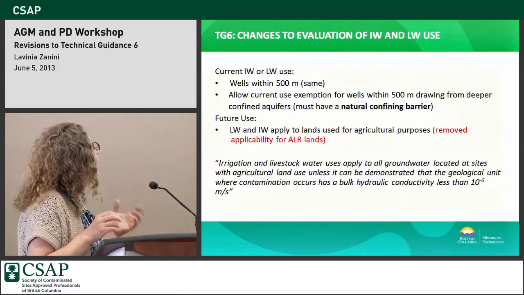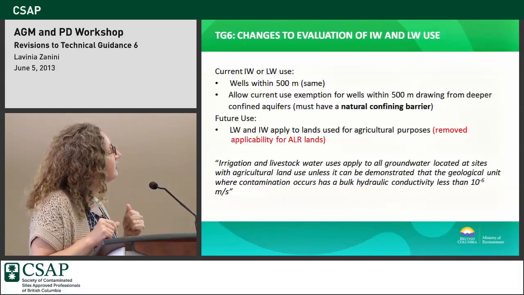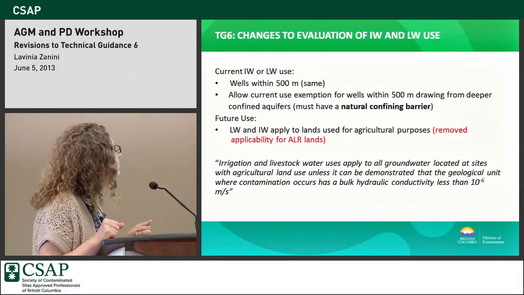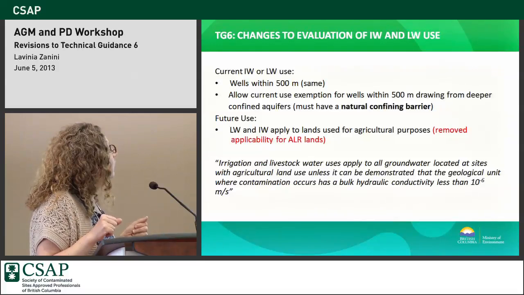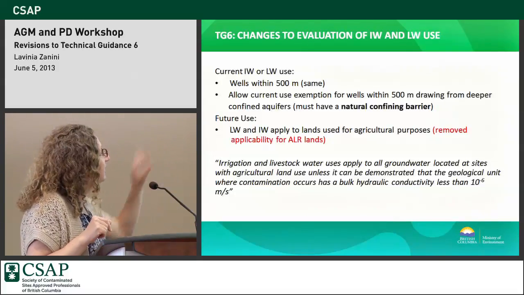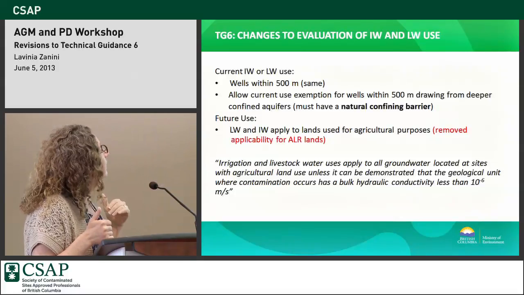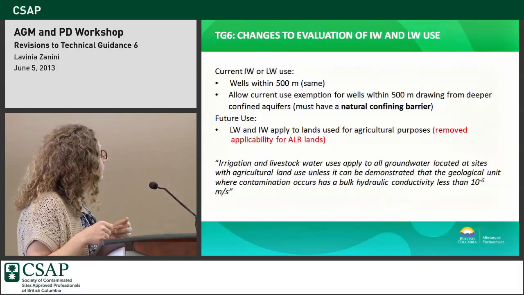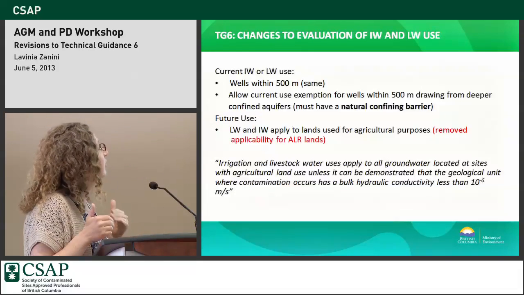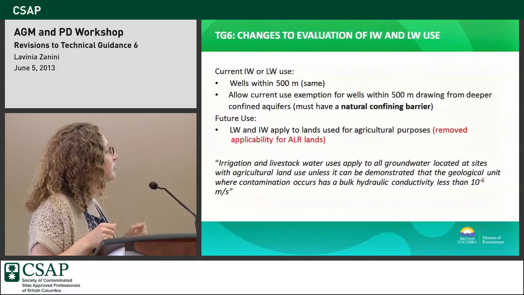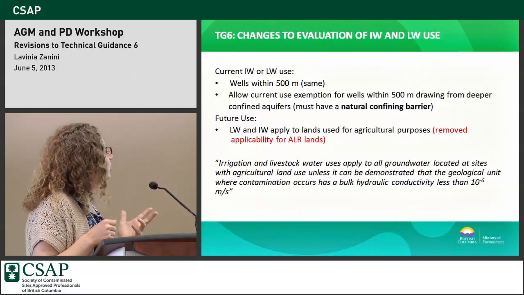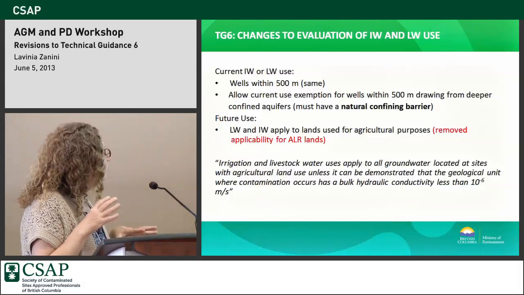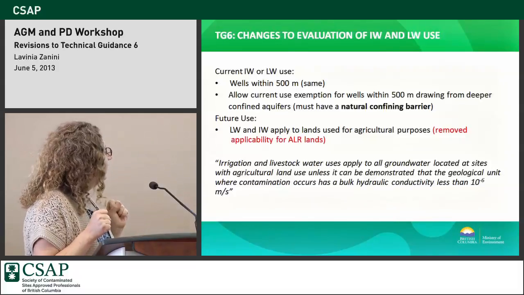Under current, to evaluate irrigation and livestock watering use, again, it's the same for current use: wells within 500 meters. But we didn't have this before, although it was kind of implied, that you can get a current use exemption for wells within 500 meters drawing from deeper confined aquifers along with that natural confining barrier. Under future use, it's always been the same.